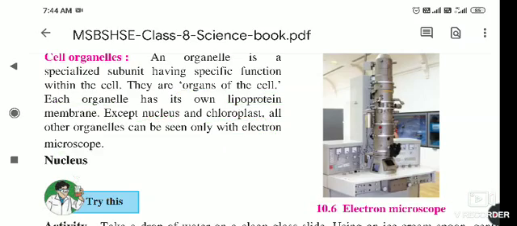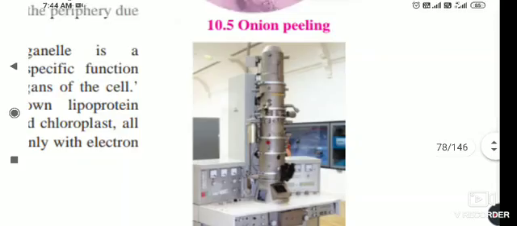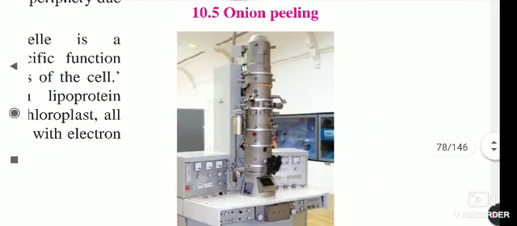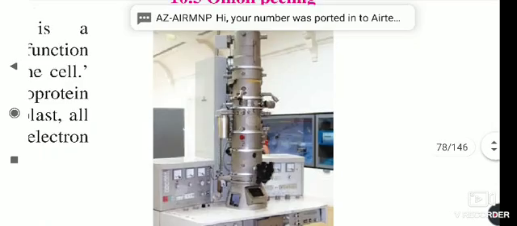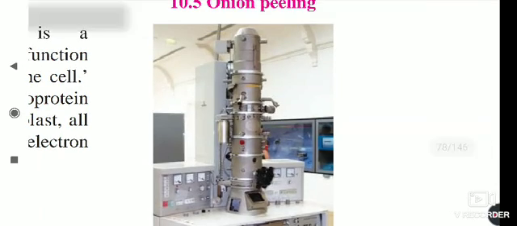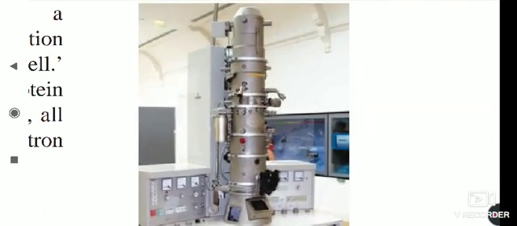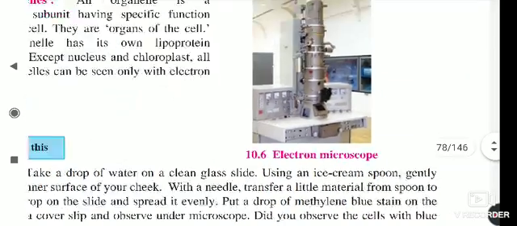So here in the picture, this is the electron microscope. In our school, the microscope is a compound microscope, and here it is the electron microscope. With this microscope, we can observe each and every cell organelle very clearly.